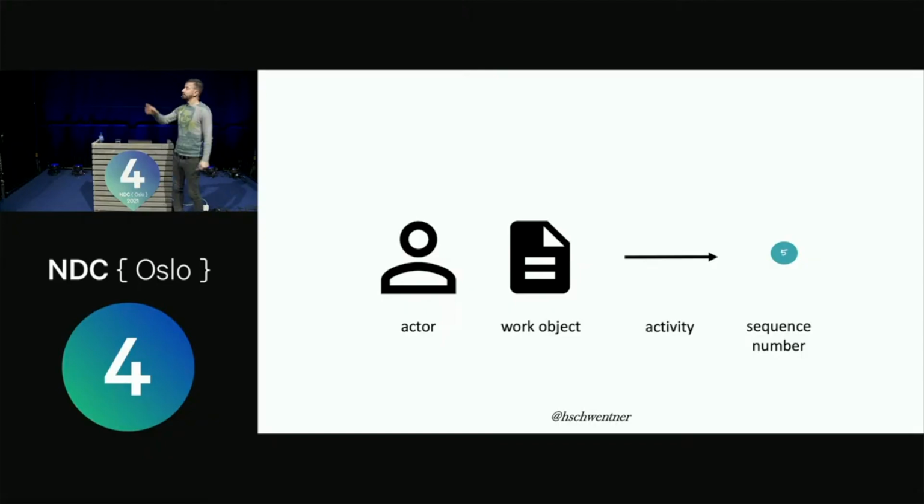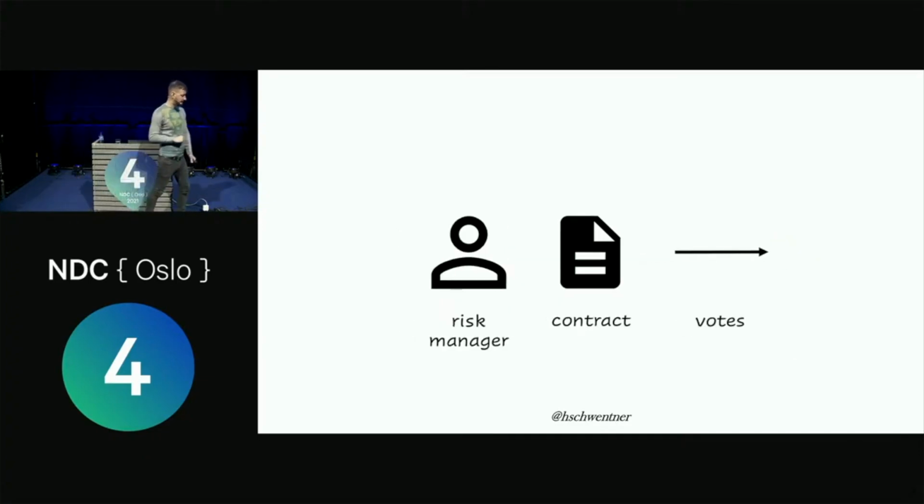And then we have another element, that's the sequence number. We have those in the picture to bring the time into the story, so we can see what's happening after what. So actors, work objects, activities. That's basically it. When we look in our leasing example, the risk manager is an actor, the contract is a work object, and votes, that's an activity.